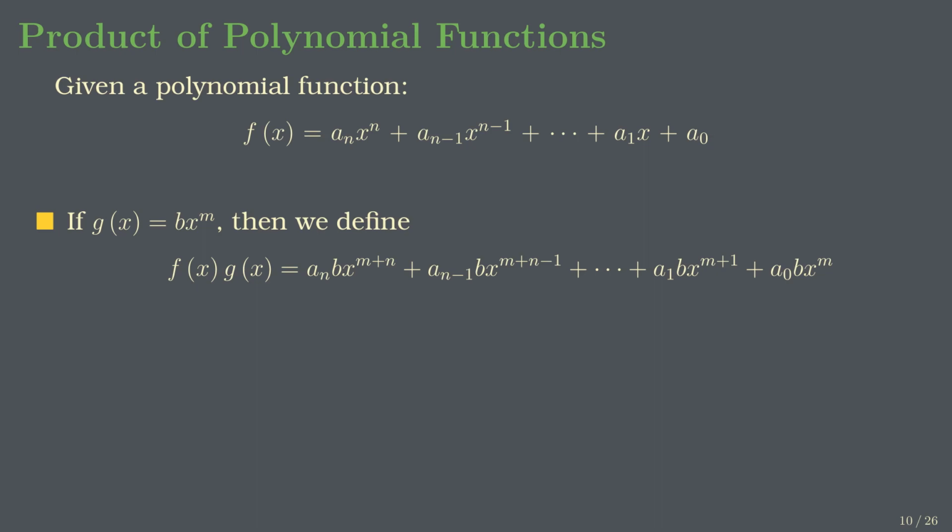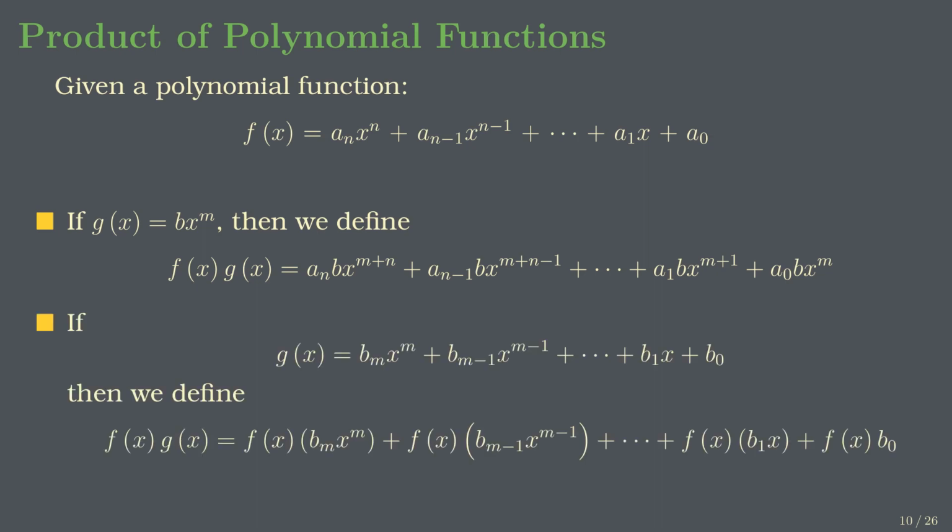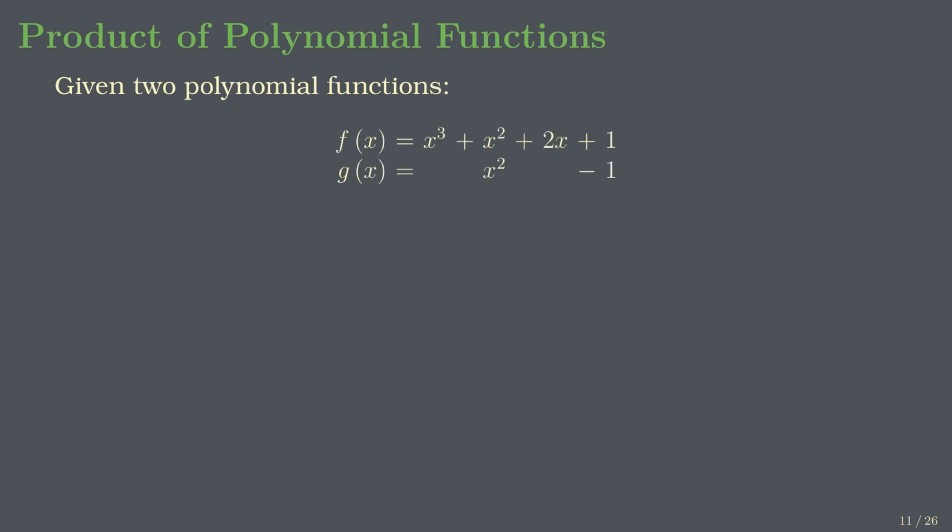Okay, and then if you have g(x) of a very complicated form, then you can define the product of f(x) and g(x) by first taking the product of f(x) with each term of g(x). After that, you have a bunch of new polynomials. You just need to take the sum of all of them. Then you get the definition for the product of f(x) and g(x). So in order to understand this complicated and a little bit long formula for the product of polynomial functions, we can look at an example to understand what is the meaning of this.